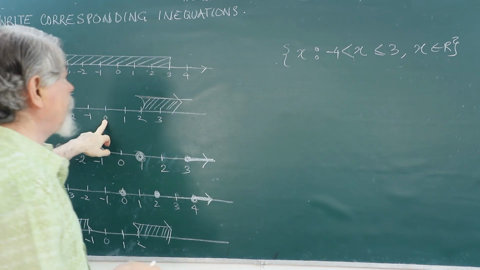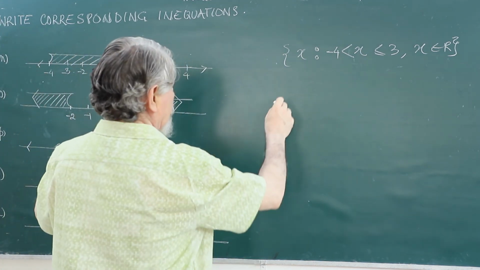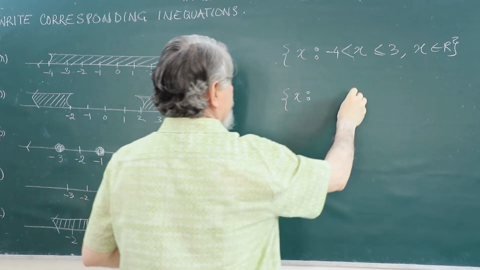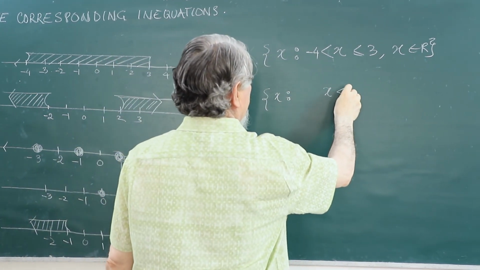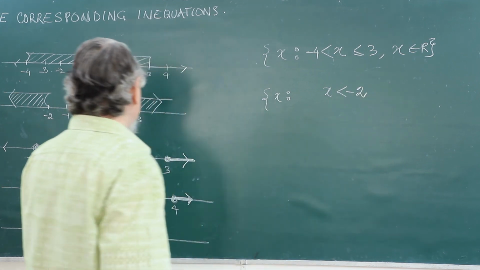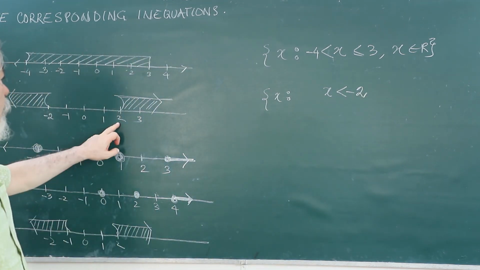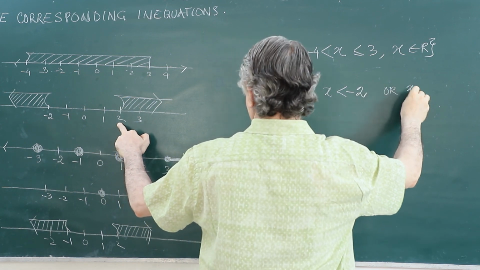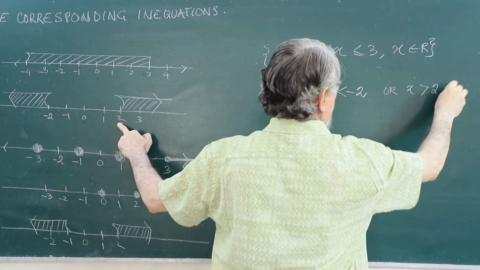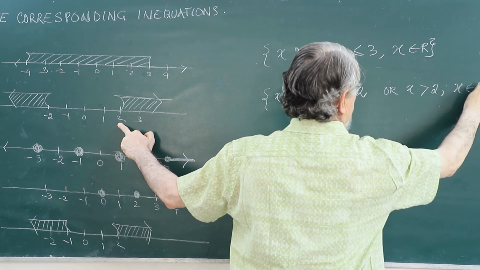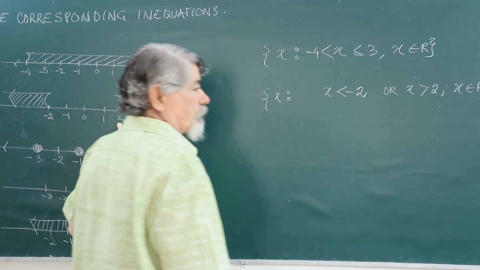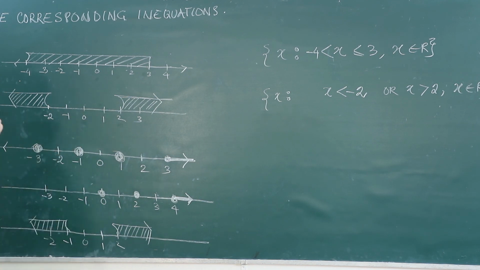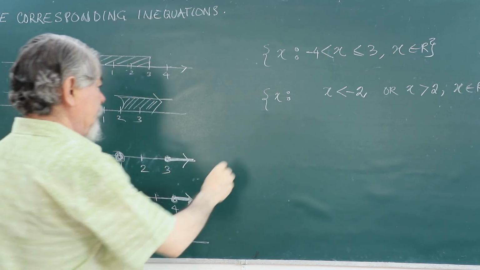Like in this graph, next one, x such that x is less than minus 2, or x is greater than 2. X belongs to the set of real numbers. The elements between this and this do not belong to this set.